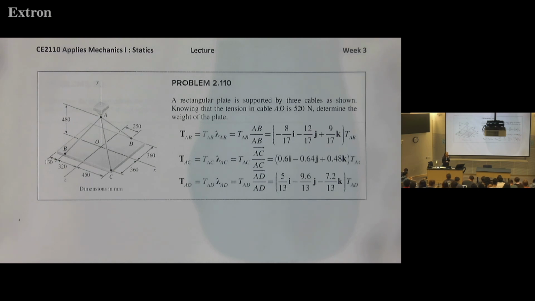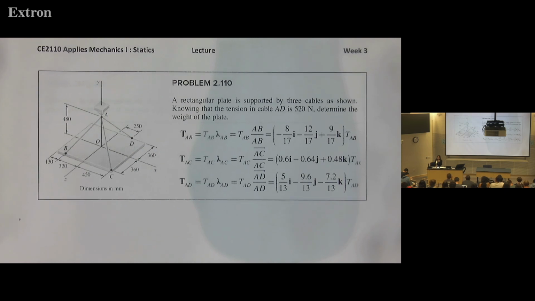Okay, so let's solve the equilibrium equation. Technically speaking, we must find all the cable tensions by finding coordinates and then finding the directional vectors. But because of the time, I added these 3 vectors here, especially the directional vectors, okay? So then, let's set up the equilibrium equation for this.